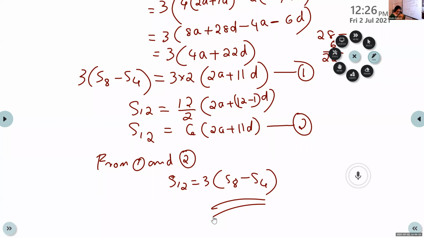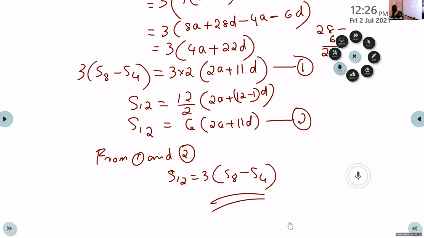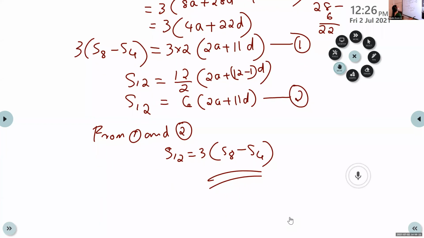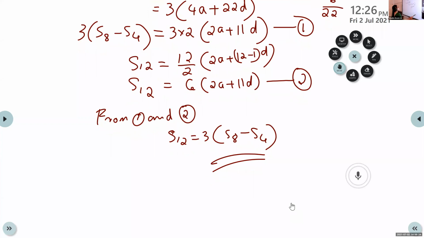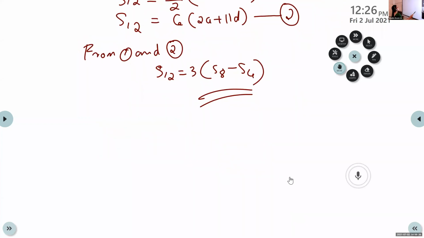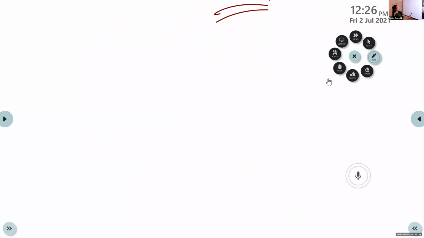Next, one more important question. Simple question. We are only applying the formula for Sn. After that, simplification.